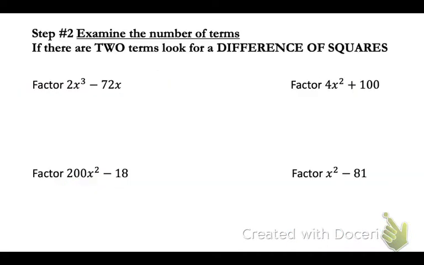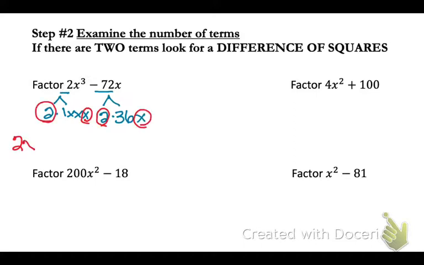So let's put these two things together. Let's look at this very first one. Factor 2x to the third minus 72x. Well, the first thing I'm going to do is factor out my greatest common factor. So I'm looking at 2 and 72, and the greatest common factor between those two things is going to be 2. And then I've got 3 x's here, and I've got an x there. So what I have in common is 2x. That's my greatest common factor. Now I'm going to put everything else back into parentheses. I've got x squared minus 36.